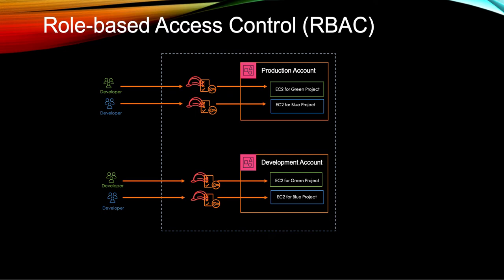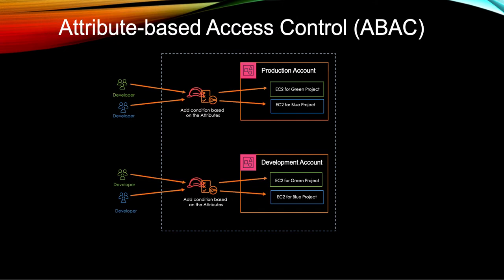So to solve this challenge, attribute-based access control comes into the picture. What is ABAC? ABAC is an authorization strategy that defines permissions based on attributes. And when we say attribute, we mean tags. You can use AWS SSO to manage access to your AWS resources across multiple AWS accounts using user attributes that come from the AWS SSO identity source. And here, like I mentioned, attributes are known as tags.